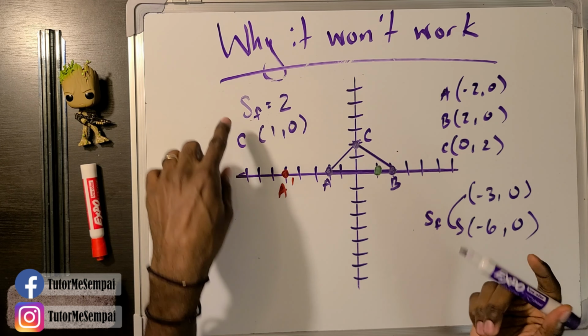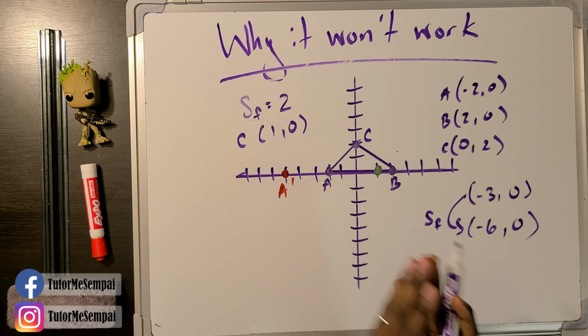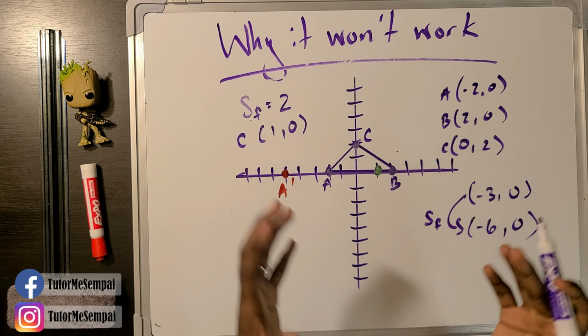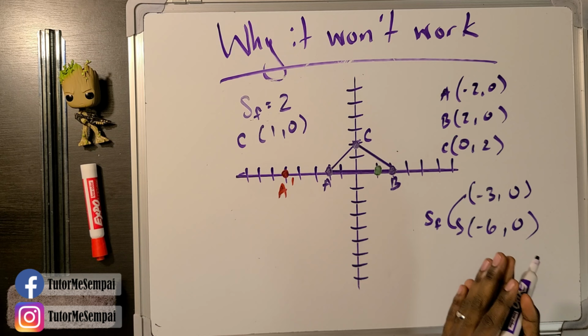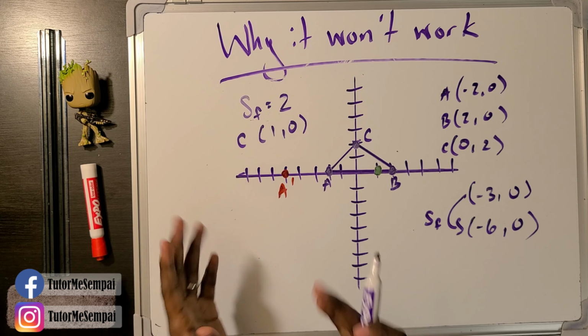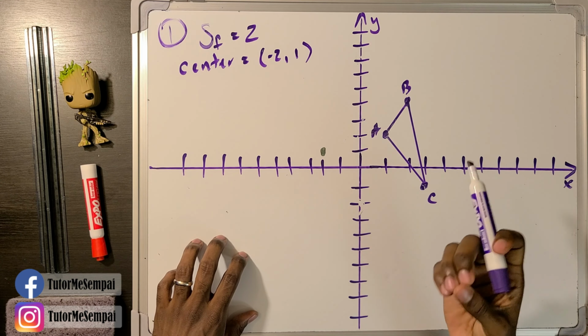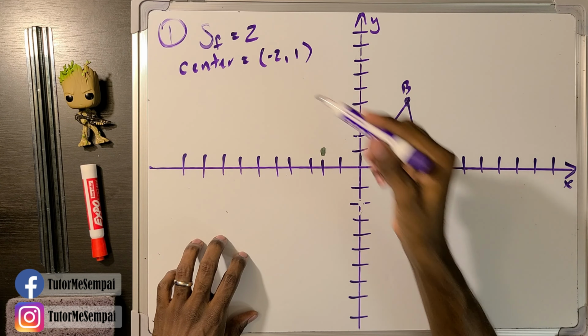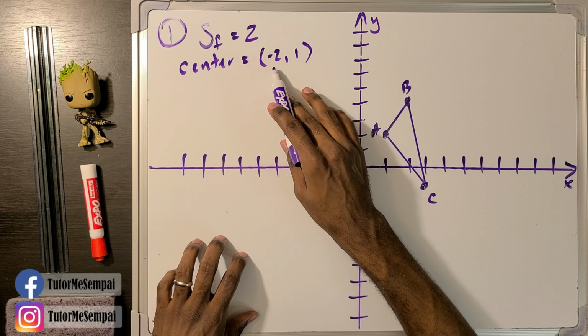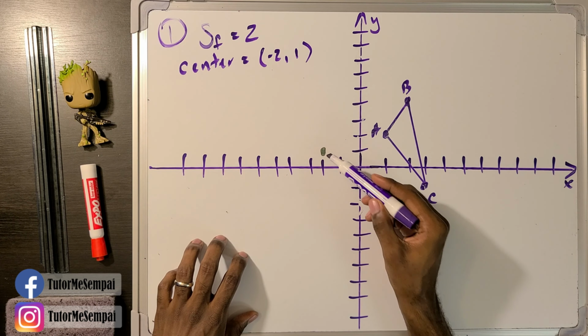So let's work on an example that has a scale factor greater than 1, and then another one that has a scale factor between 0 and 1, where both dilations are going to be centered at something other than the origin. So in this example, we have the triangle ABC, and we're supposed to be finding the geometric dilation with a scale factor of 2 centered at -2, 1. So this green point right here.